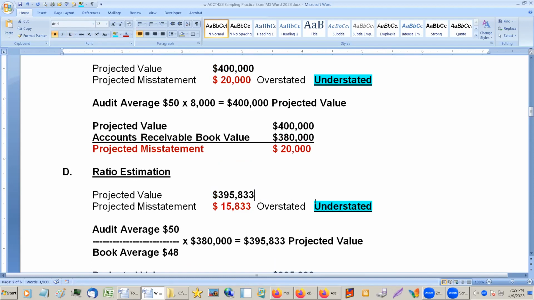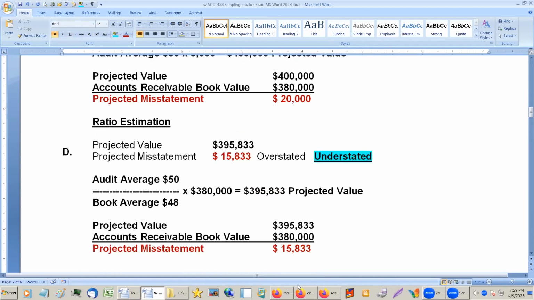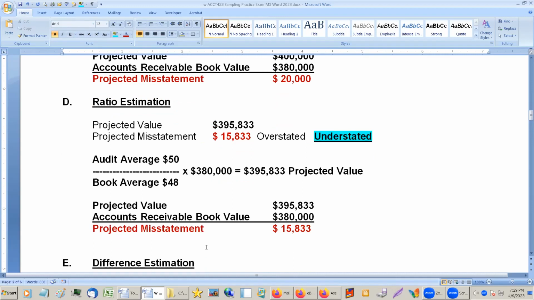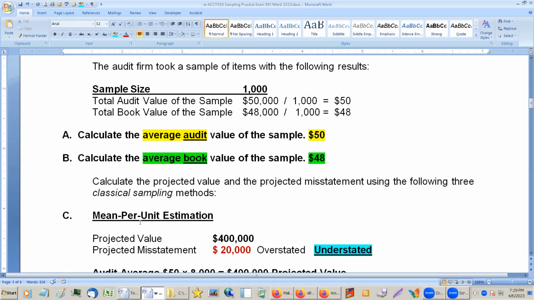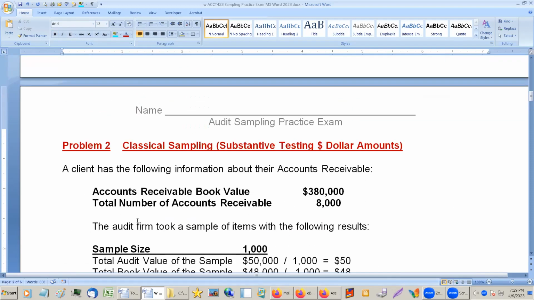So this is the projected value, and the projected misstatement is 15,833. Find some money here.